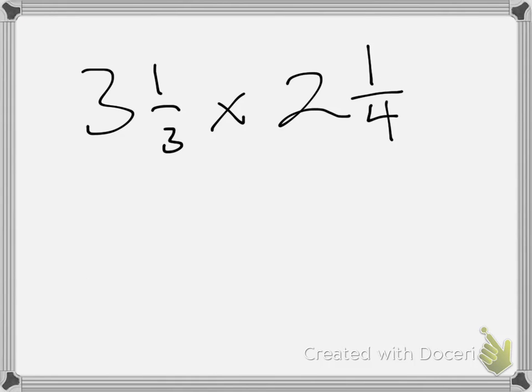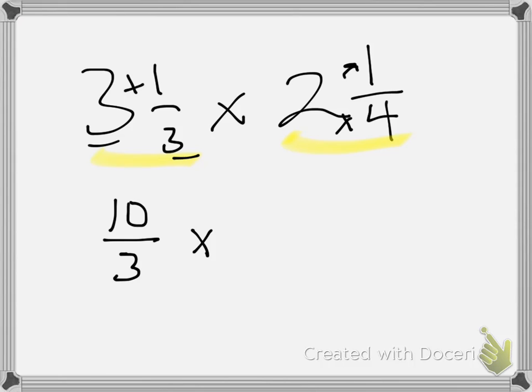I'm going to change both of these numbers into improper fractions. If I do that, I'm going to multiply my wholes by my denominator to get 9, and then I add what's on top, so I have 10/3 times, and then I multiply 2 times 4 over here, my whole times my denominator, that's 8 plus 1 more, that makes 9/4.